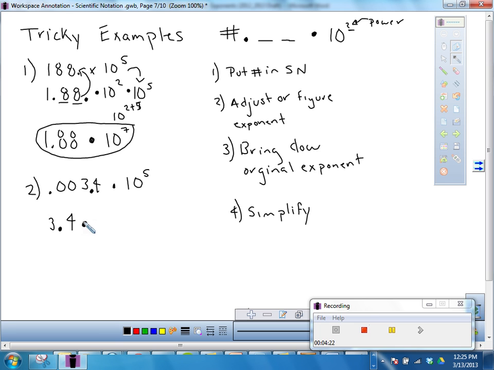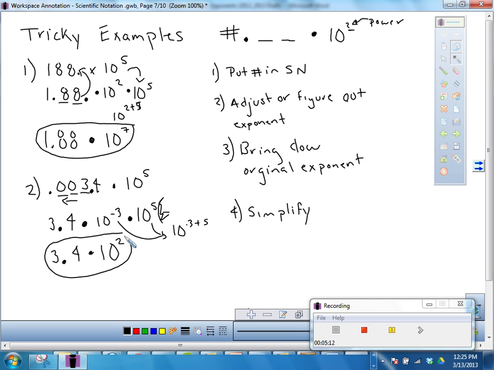3.4 times. The next thing I want to do is adjust, or figure out, the exponent. So from this decimal to this decimal, how many places did I move? I moved 1, 2, 3 to the left. That's going to be 10 to the negative third. My third step, I'm going to bring down my 10 to the fifth. And then my last step is I need to simplify. So 3.4 times 10 to the, if I put these together, negative 3 plus 5. Negative 3 plus 5 is 2, so 10 to the second. And there's my number in scientific notation.